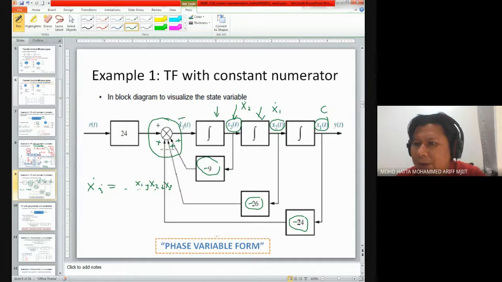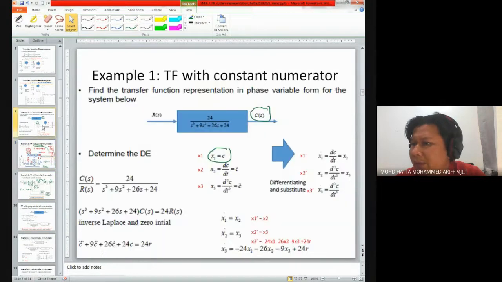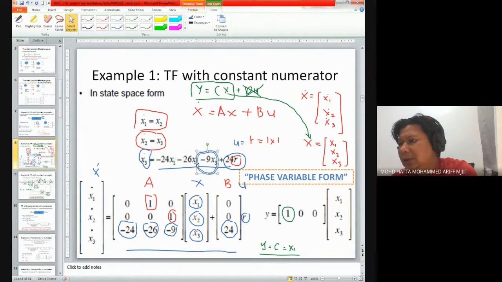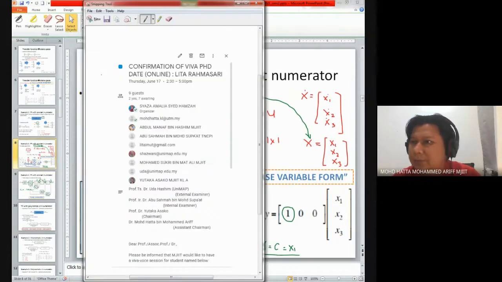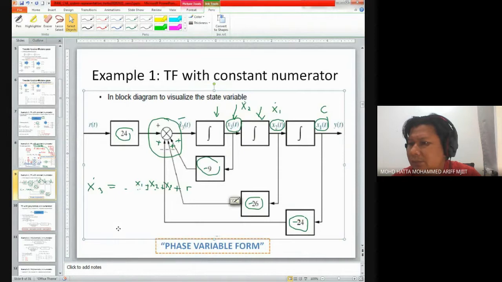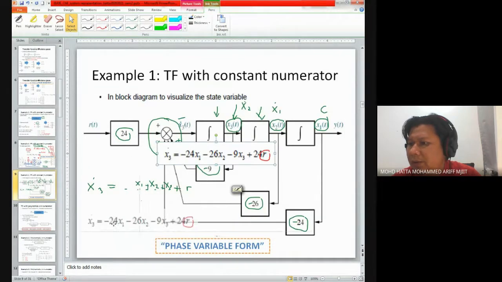And if you look at the equation that we have for x3 dot, x3 dot not only consists of the states, but it also consists of an element of our input, which is r over here, and the multiplier for r is 24 in this case. So basically, this block diagram is coming from the equation that we see over here. Maybe this is not clear. Okay, maybe I would say that the equation is coming from this equation.